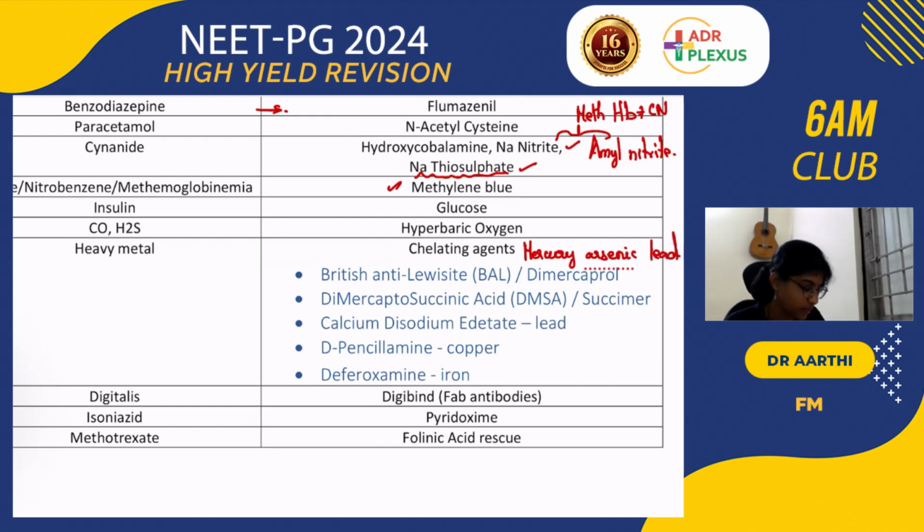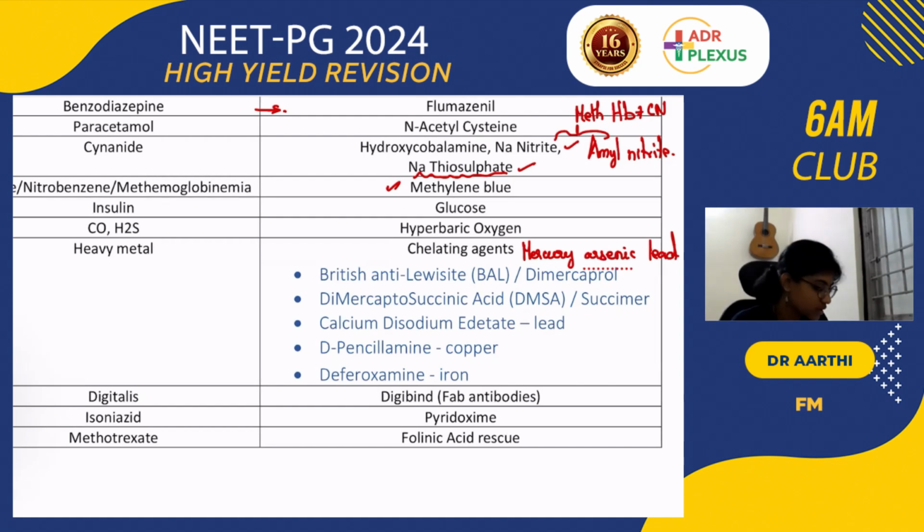Okay, remember that. Dimercaptosuccinic acid is the oral form of dimercaprol. Then you have calcium disodium EDTA. Calcium disodium EDTA is specifically used in lead. And D-penicillamine is used in copper poisoning along with Wilson's disease.